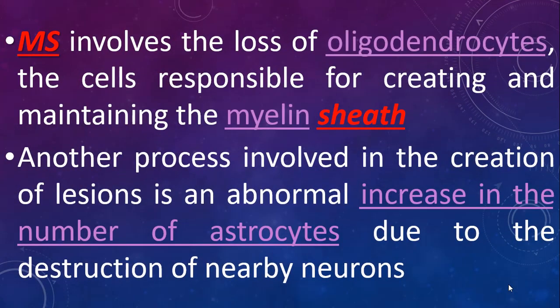MS involves the loss of oligodendrocytes. These are the cells responsible for creating and maintaining the myelin sheath, which is a function of Schwann cells in the peripheral nervous system. Another process involved in the creation of lesions is an abnormal increase in the number of astrocytes due to the destruction of nearby neurons.